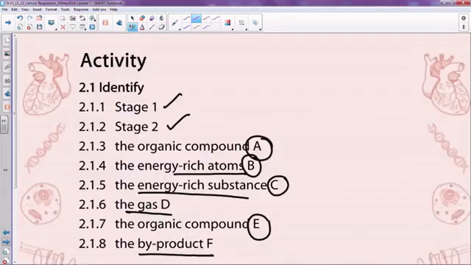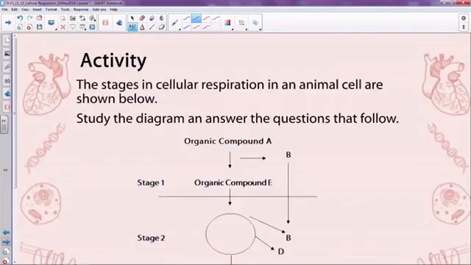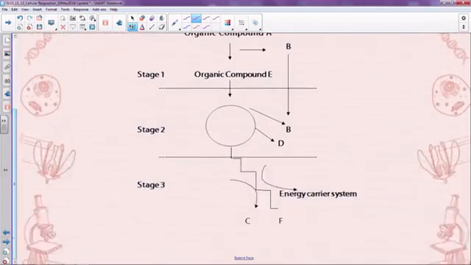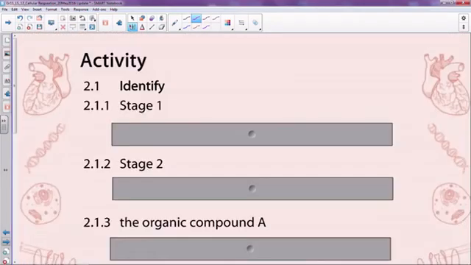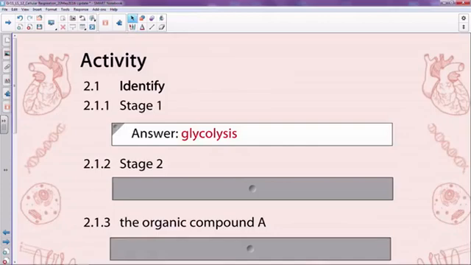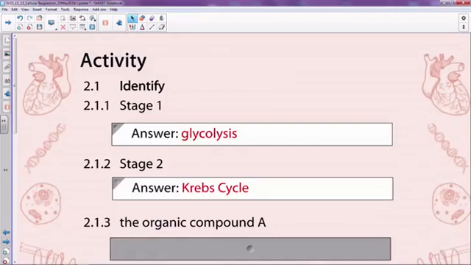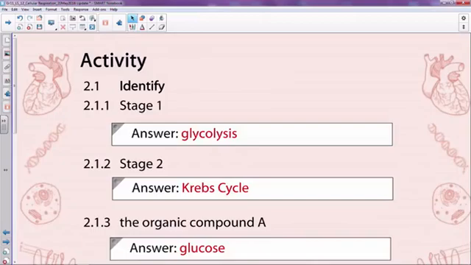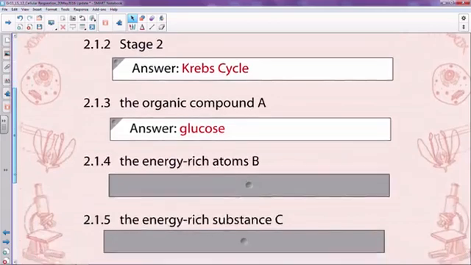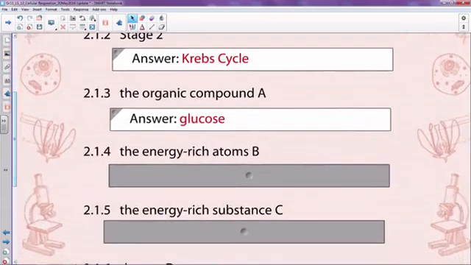So let's look at those answers. I was able to put these answers down so that we can quickly have a check of our answers. So we said stage 1 was glycolysis, stage 2 was the Krebs cycle, and the organic compound A was glucose, and that is the organic compound that is going to be used to release 2 molecules of ATP and produce pyruvic acid.